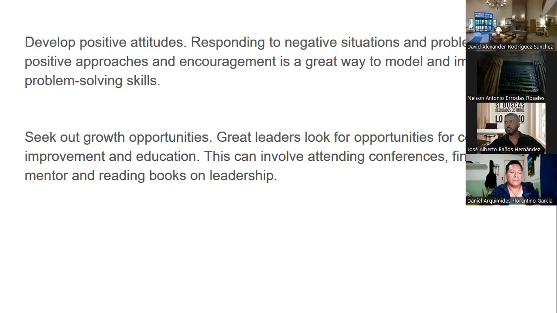Seek out growth opportunities. Great leaders look for opportunities for continuous improvement and education. This can involve attending conferences, finding a mentor, and reading books on leadership. So again, as you mentioned, everything that you said was clear. Yeah, there are opportunities, so you can look for people, all the team, all the company to get all these opportunities. Do you have any questions on this slide?